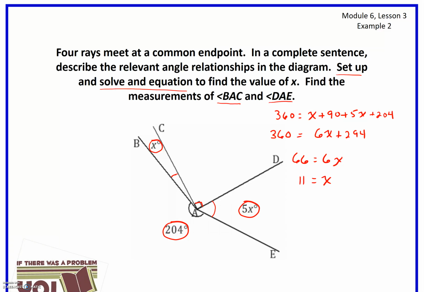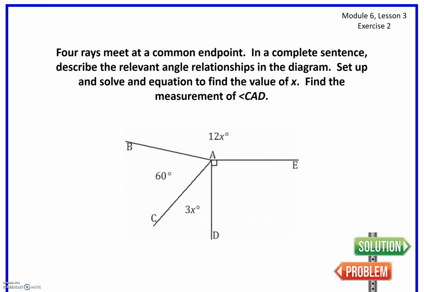Now we have solved for x, but we have not answered these two questions in regards to angle BAC and angle DAE. Angle BAC is simply just x, so angle BAC equals x, which therefore just equals 11 degrees. But angle DAE equals 5x, which equals 5 times 11, which therefore equals 55 degrees.